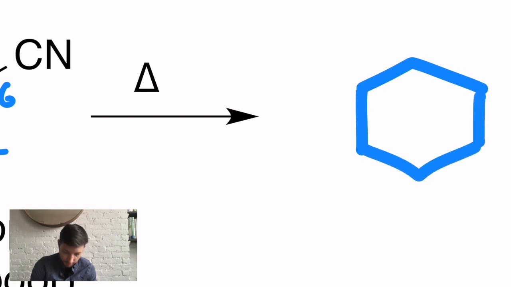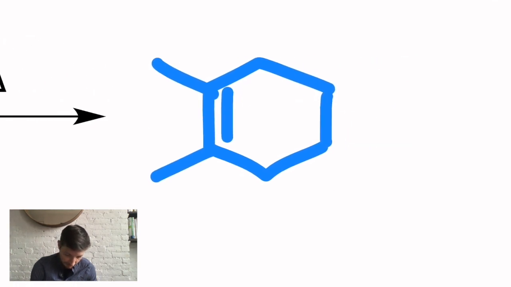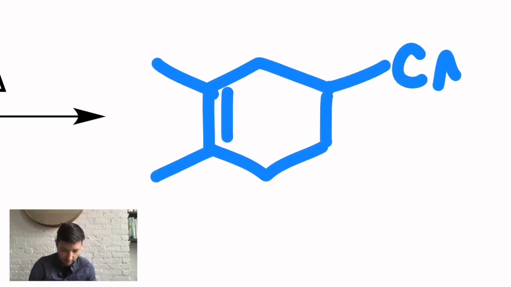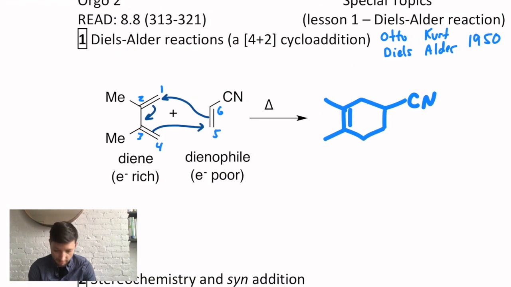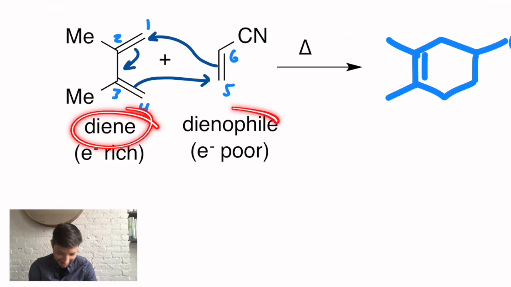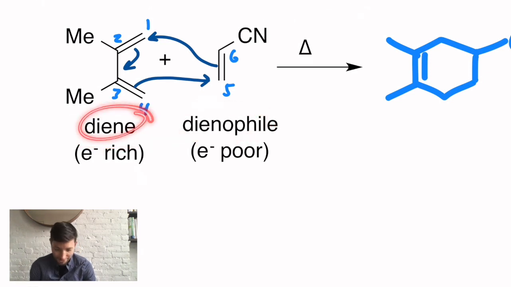New pi bond between carbons 2 and 3. We have a methyl on carbon 2, another methyl in this case on carbon 3, and then I have this cyano group, a nitrile, on the ring in the upper right-hand side. And there's what they're called. That's the diene on the left and the dienophile on the right.